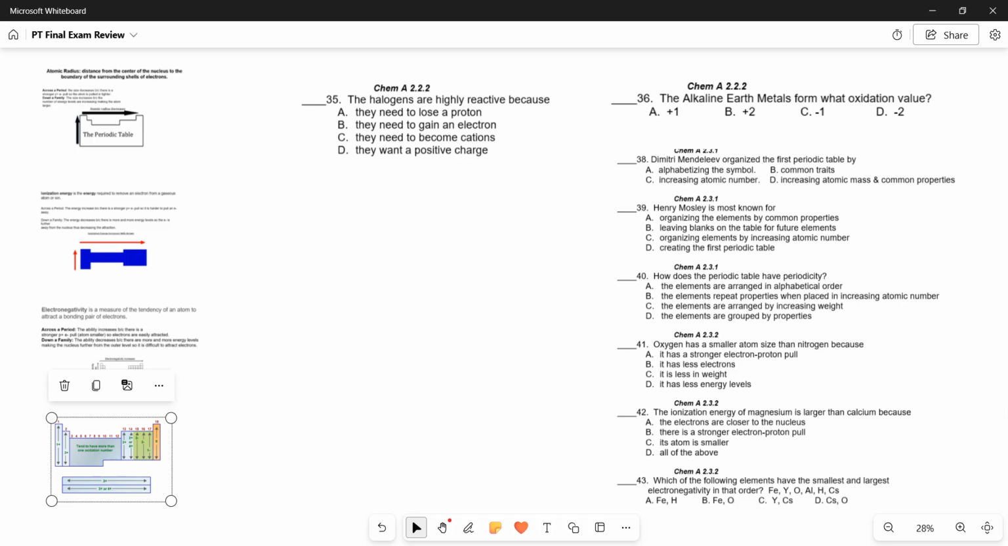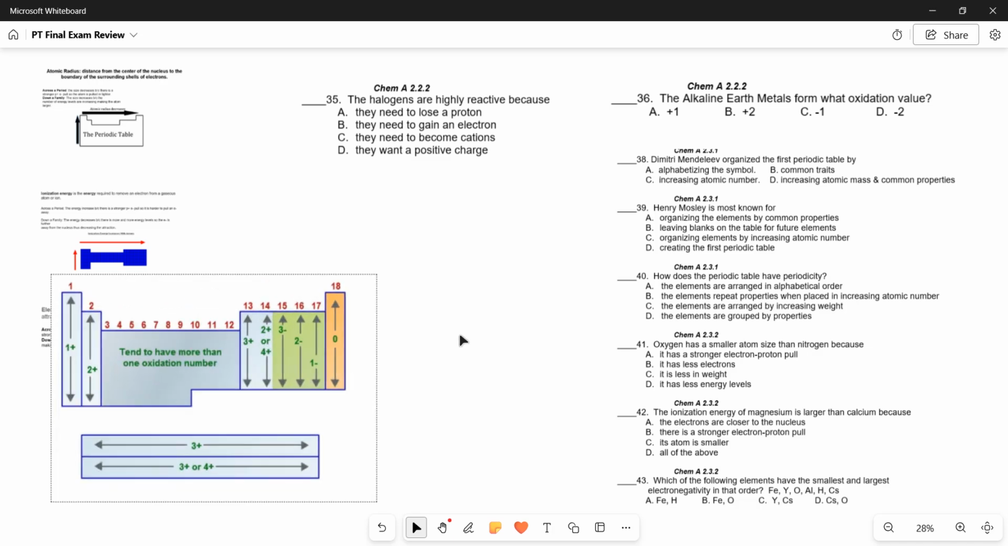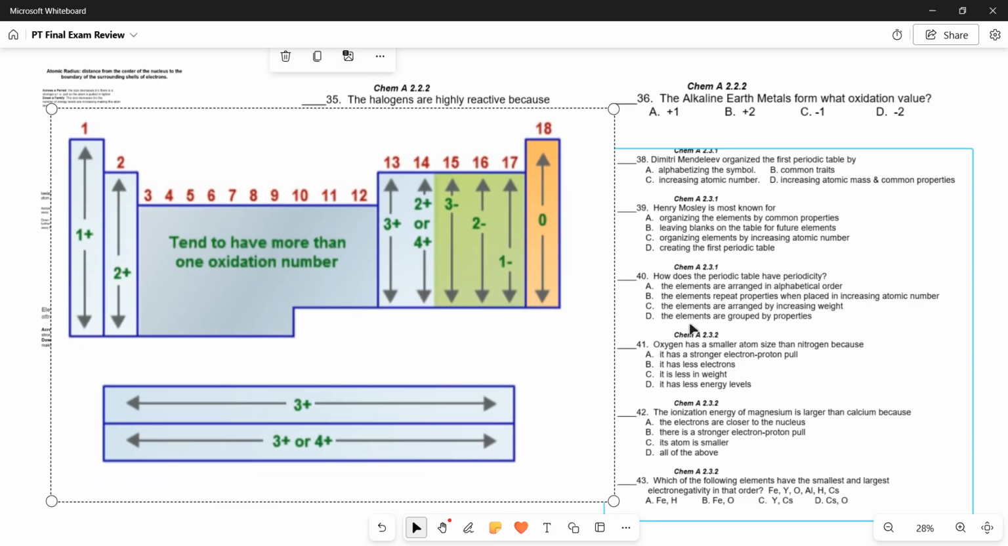So looking at the questions on the far right here, we have question 36, and it says, the alkaline earth metals form what oxidation value? So I'm actually assessing two content areas. One, do you know the family names on the periodic table? And do you know the trend for the oxidation numbers or the charges? And so if we look at this chart here that I have, this was in my teaching instruction.